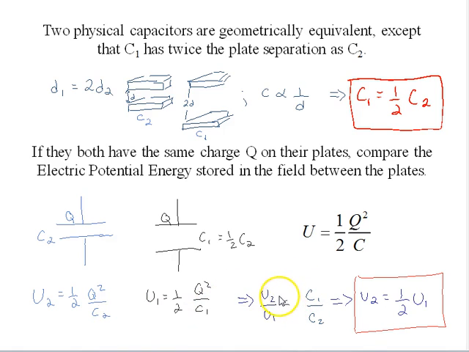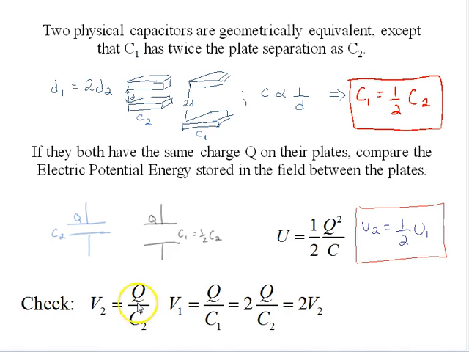So the potential energy in capacitor 2 divided by that in capacitor 1 has an inverse relationship. Since C1 is 1/2 C2, the potential energy of capacitor 2 is 1/2 that of capacitor 1. So there's more potential energy stored in the capacitor with the least capacitance. It has the most volume there to store energy. Let's do some checks there.